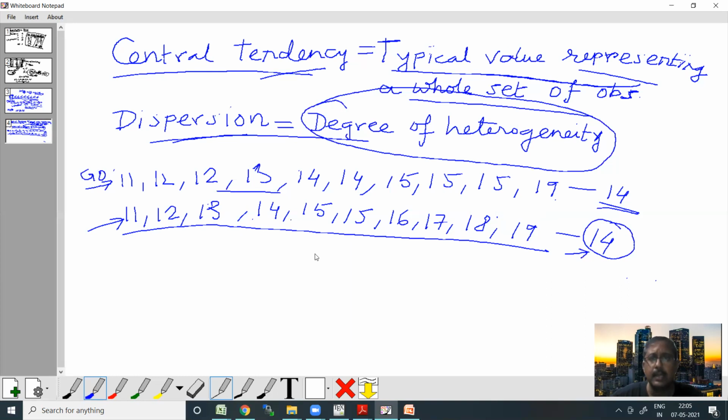In that case, what is the basis to say that the two sets of observations are different? In this particular case, we have to use the measures of dispersion. The first fundamental measure of dispersion is the standard deviation. So standard deviation is one basic measure of dispersion. How do we find out the standard deviation? That is very simple.